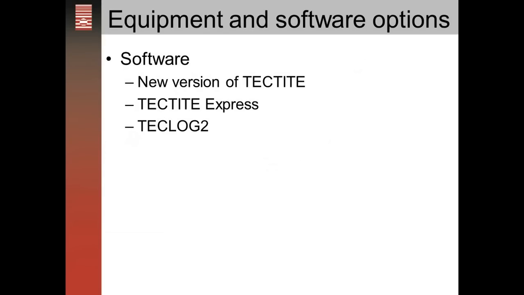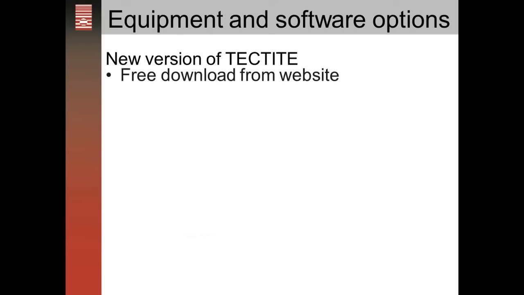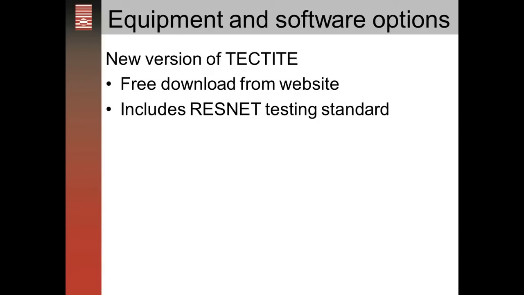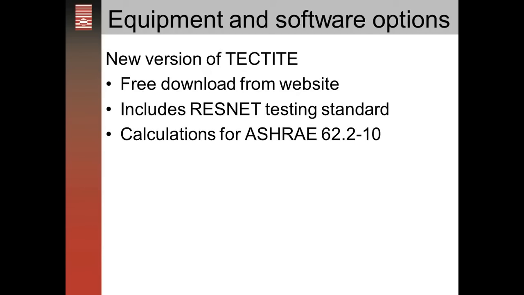So software options, we've got a new version of Tektite called Tektite 4.0, and then we've got Tektite Express and Techlog. The new version of Tektite, it's a free download from our website, includes the ResNet testing standards, does calculations for ASHRAE 62.2.